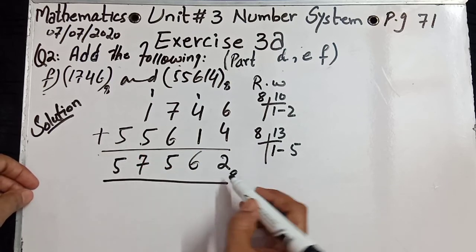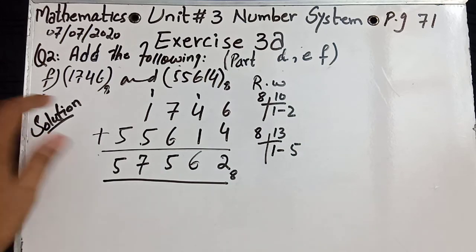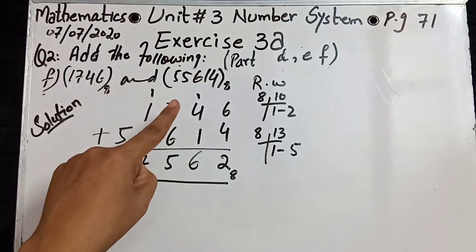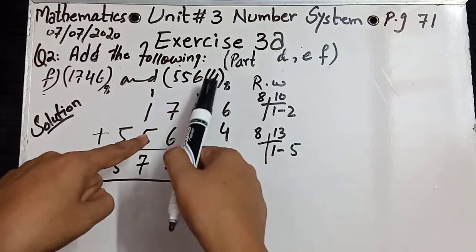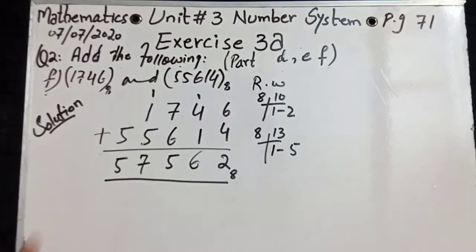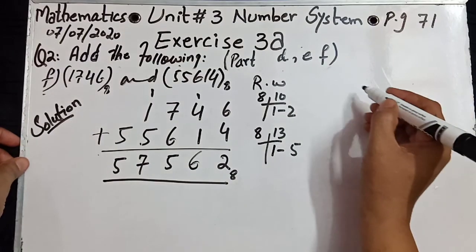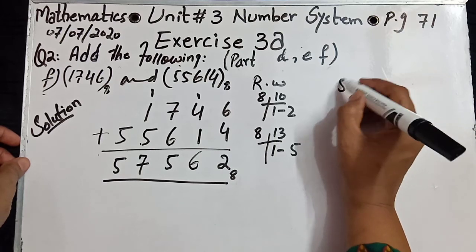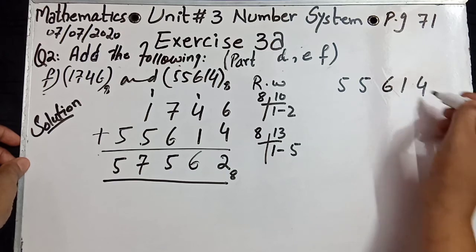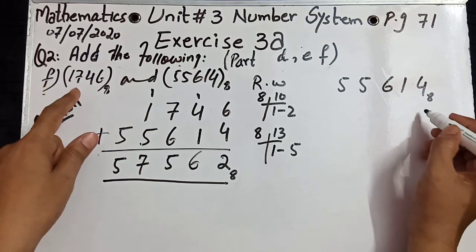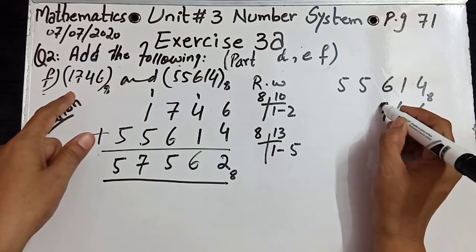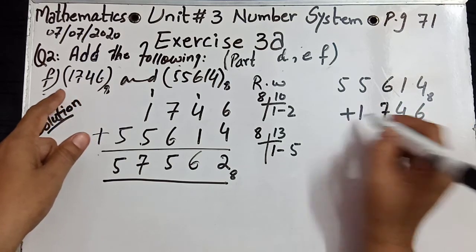Okay, put base 8. Now the first value is smaller than the second value. The second value is bigger than the first value. Okay, add them. Now just to verify it, first we write the bigger value, 55614 base 8, then 6471. Add them.